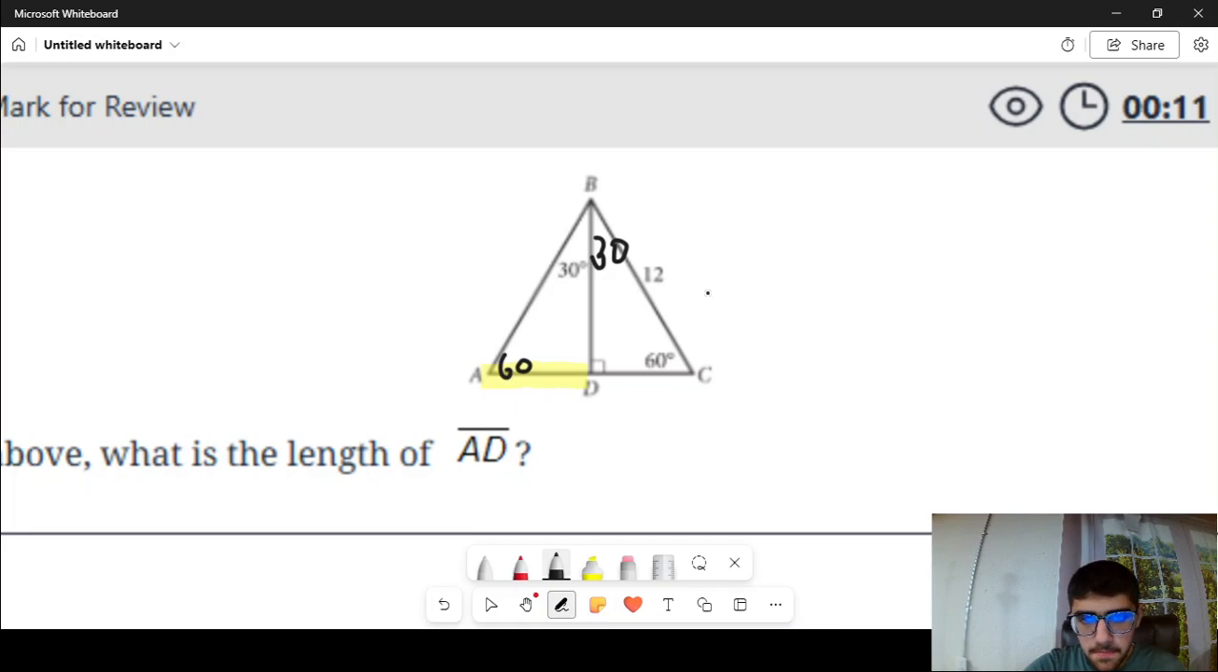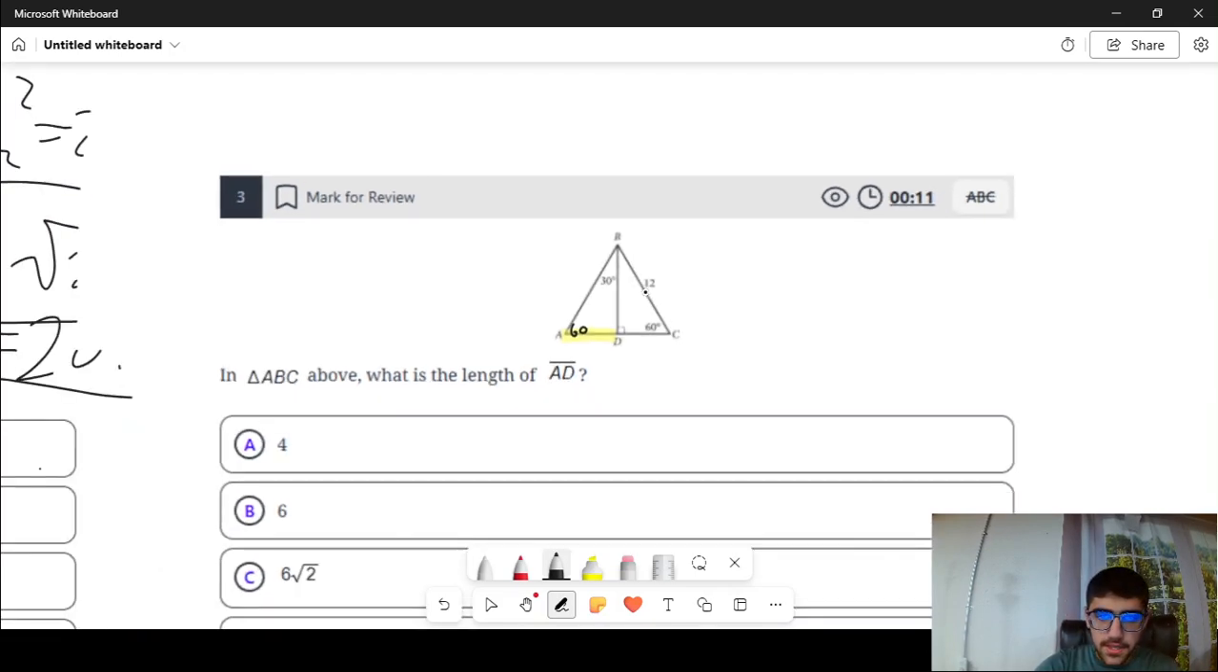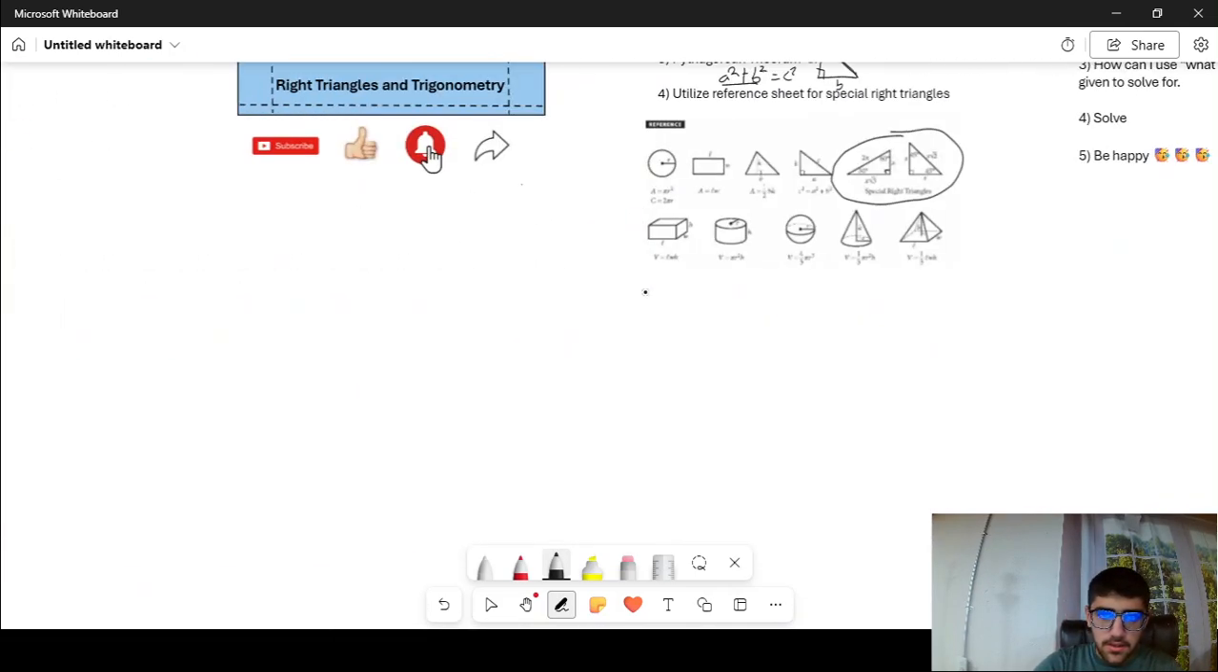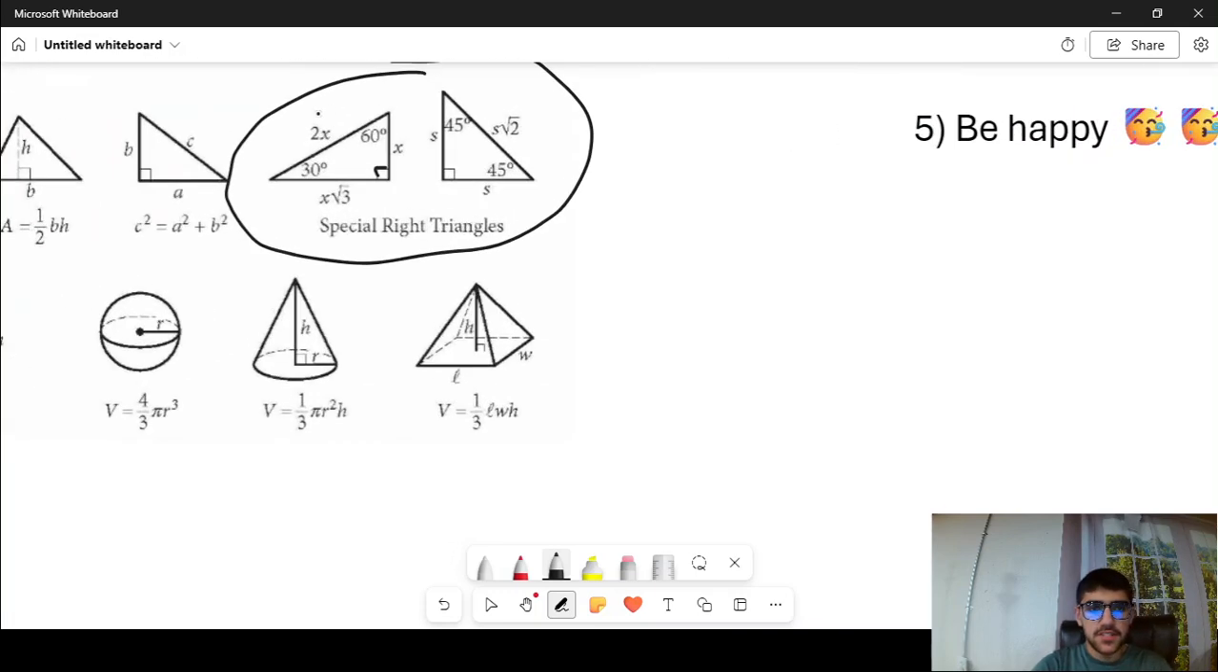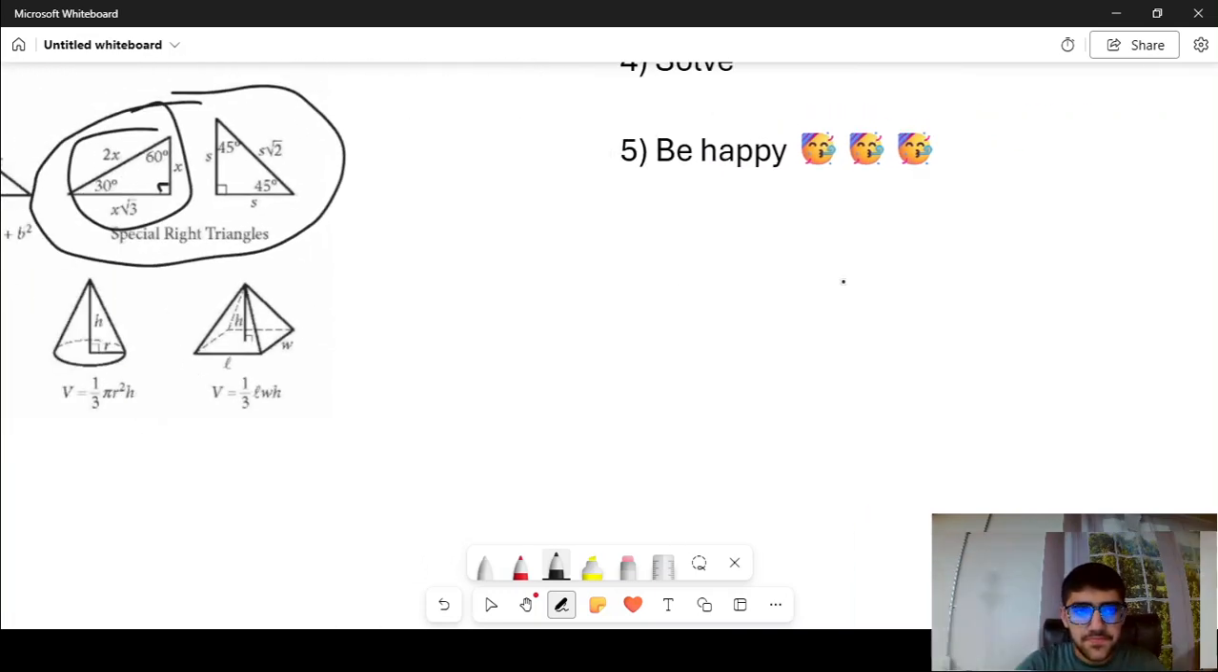And then, I know that the left side and the right side are equal, because it's an equilateral triangle divided in half. This says 30, so that means this one's also 30, and it means that it was an equilateral triangle and it's been divided in half. So then I can just use the special right triangle in the reference sheet right here to solve for it.